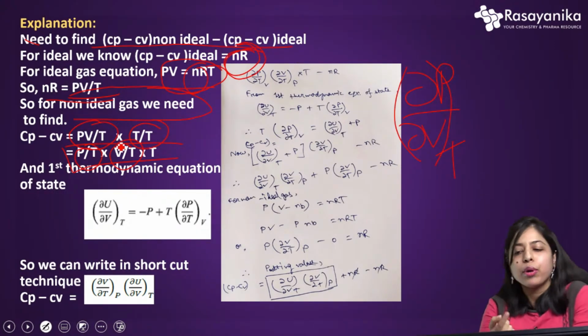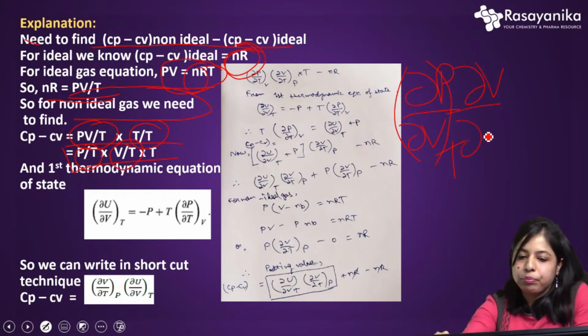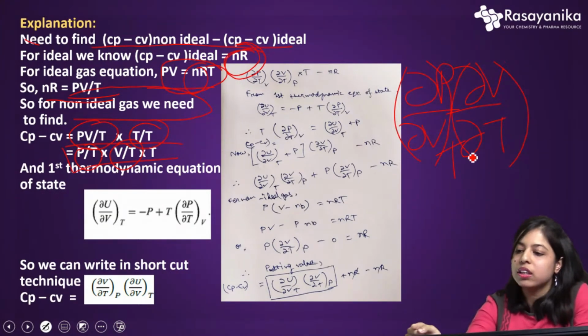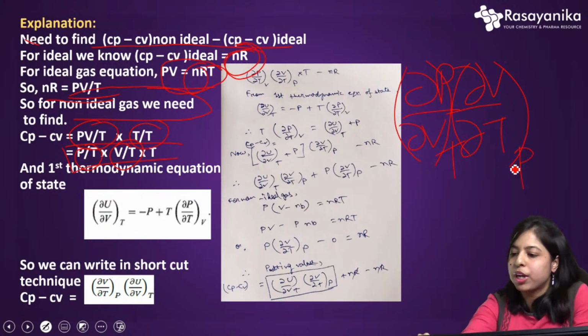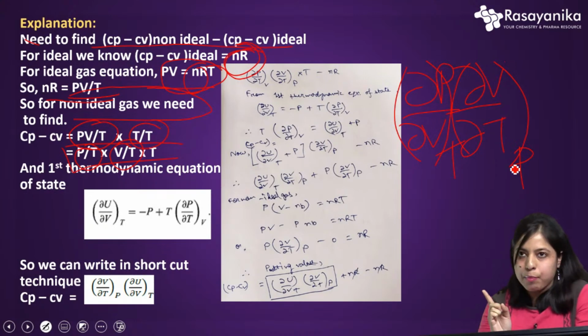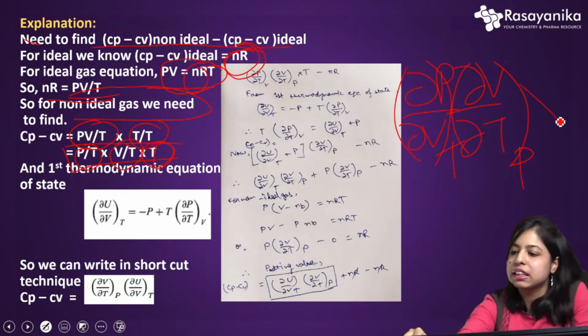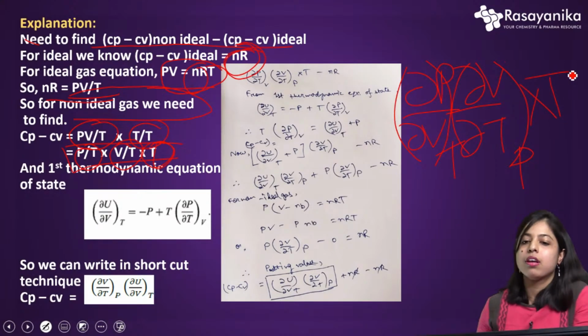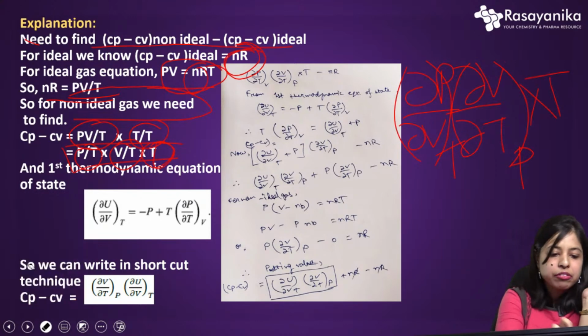Again, in a similar way, we can write this as del V by del T at constant what? V and T are already written, so we have the pressure remaining: at constant pressure. And apart from this, we have the constant T term here, so just keep it constant here, T. So basically, now what we have got.